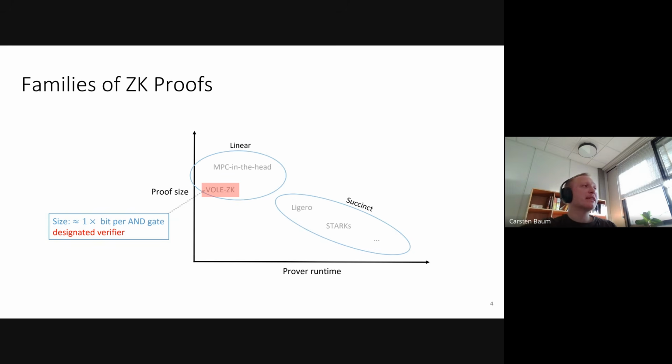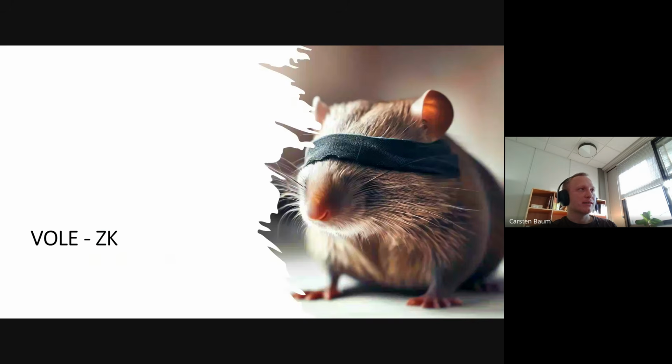And in VOLE-based ZK, for proving binary circuits, we can get as small as 1 bit of communication per AND gate in the designated verifier setting. So that's kind of the best we can hope for. And there's been a lot of work in optimizing this kind of stuff.